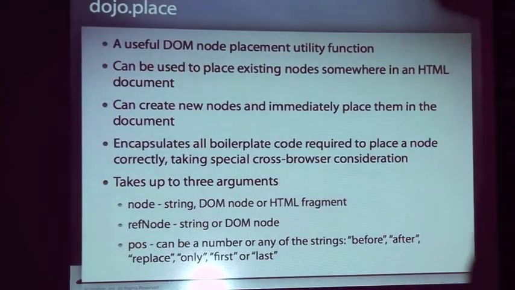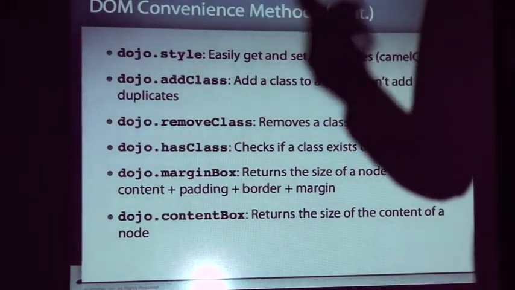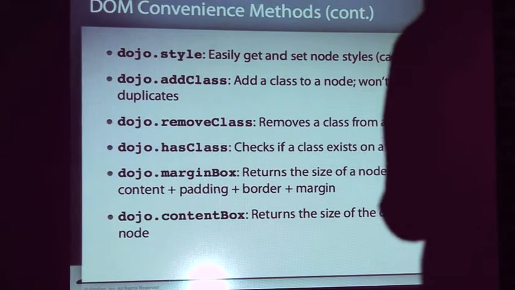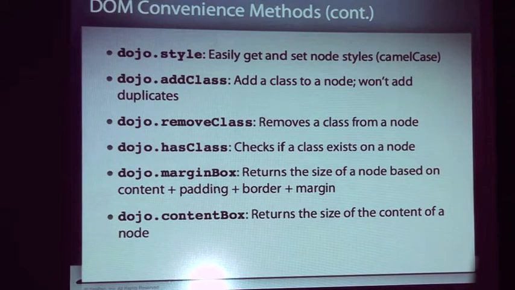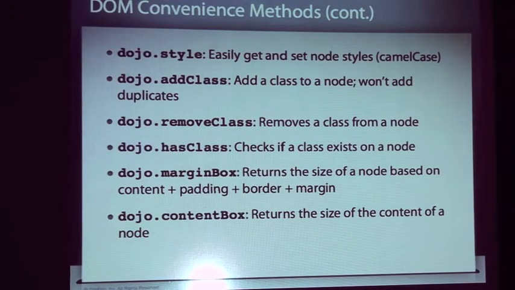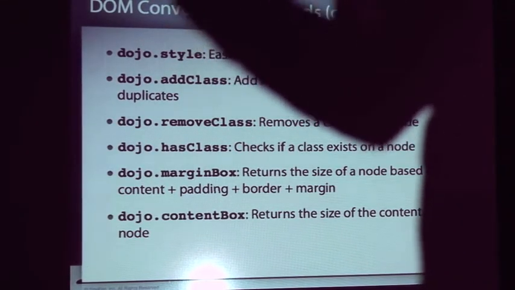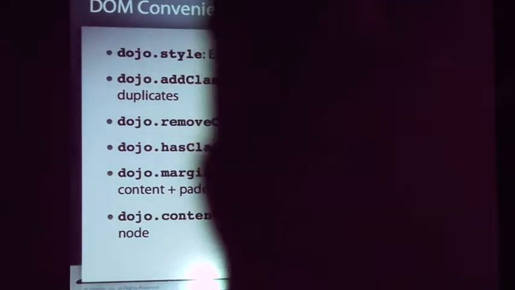I already talked about place, so we'll move on from that one. Here's a few more. Dojo.style again. You've got reference to some DOM node. You can update one or an infinite number of style elements on that thing. Add class, remove class, does it have this class? And then margin box and content box. This kind of goes back to different rendering engines rendering things differently. So there's also a method, dojo.boxModel, that tells you which one your browser's using.